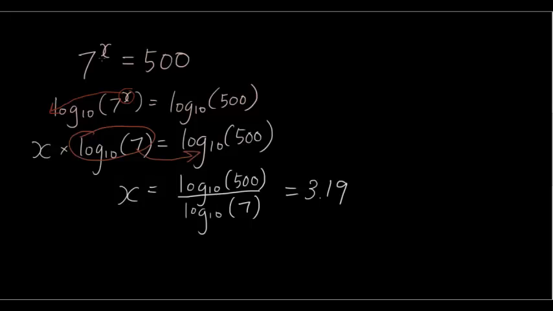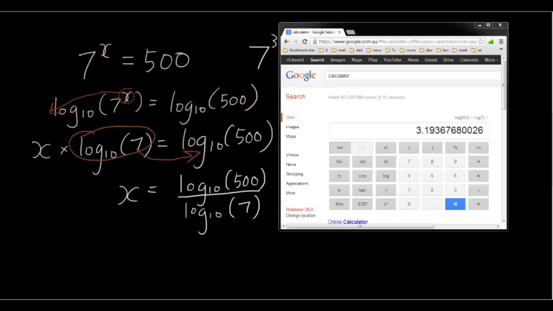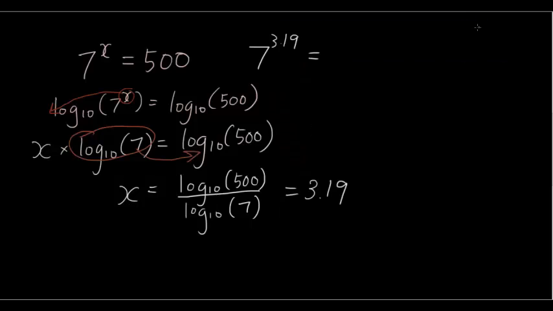Okay, and try to see that it works. So if we put 7 to the power of 3.19, check that it's working. 7 to the power of 3.19, and you get 496.43. And the reason why it's not exactly 500 is because we rounded it off at 2 dp. Otherwise it'll be exactly the same, so make sure you write 2 dp there.